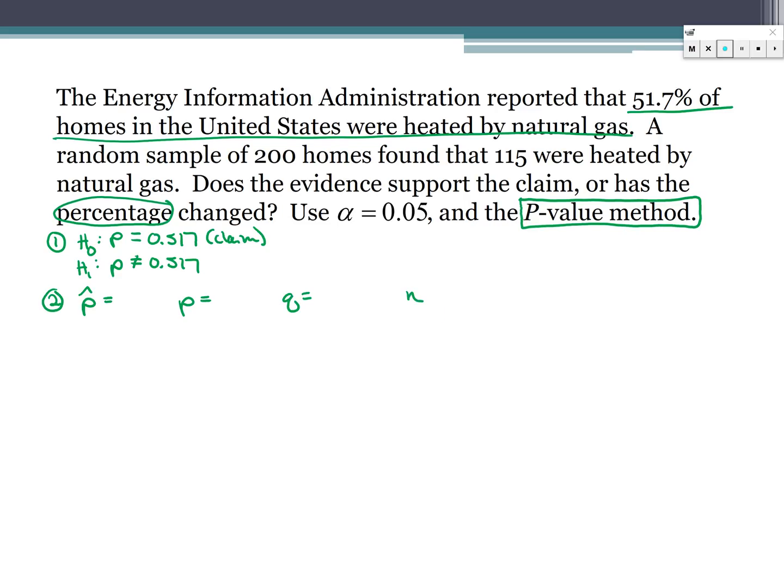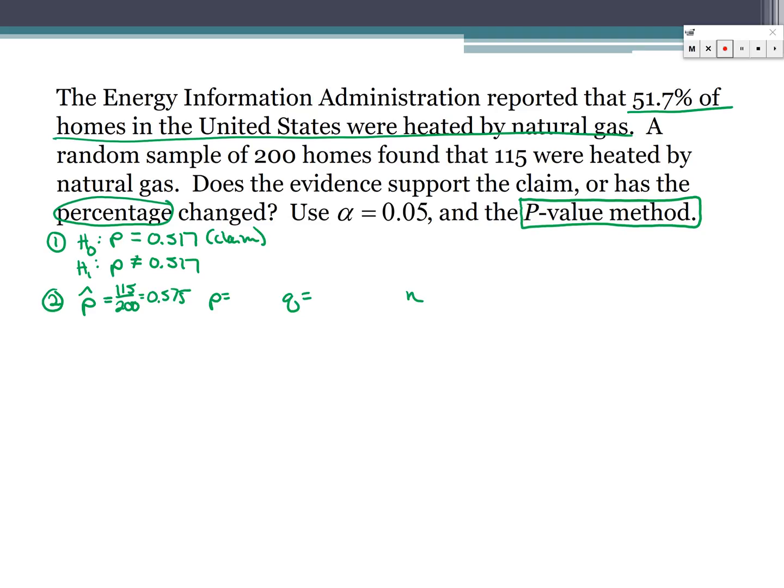And we need n. p hat is what comes from our sample, so 115 out of 200. Does that give us a nice decimal again? Did anybody do that? 0.575. Sweet, nice decimal. I like those. 0.575.